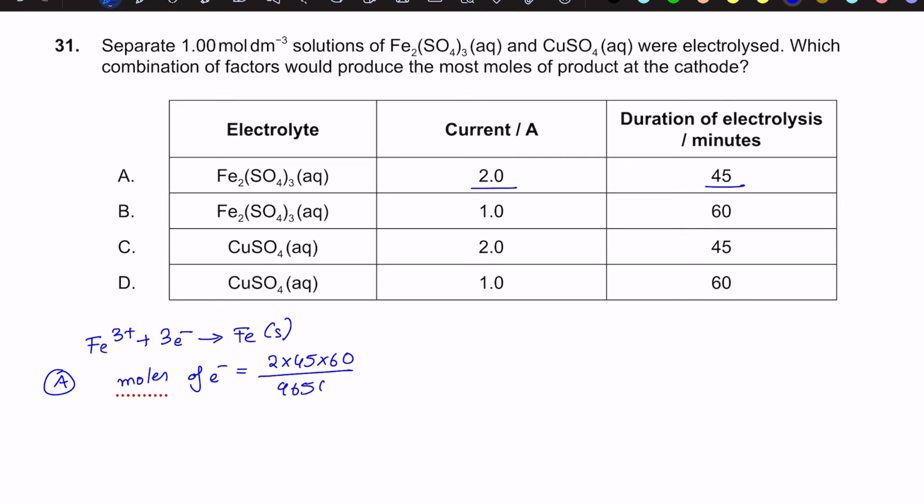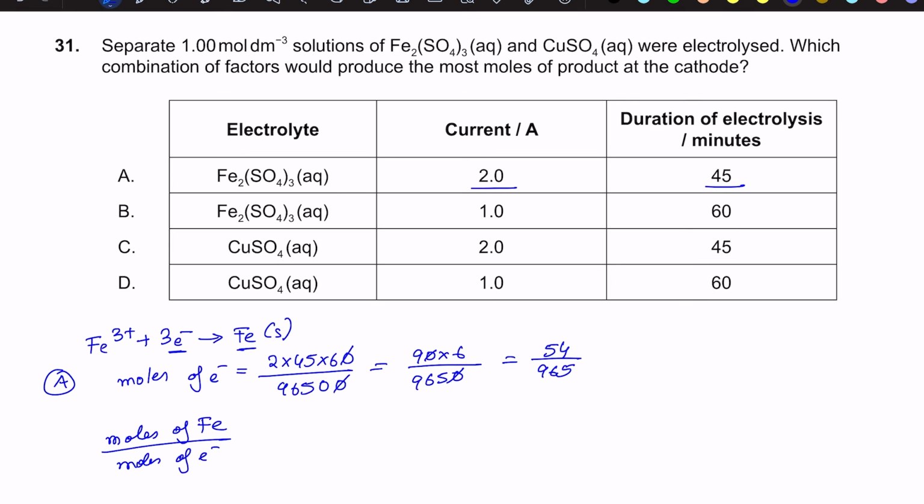Divided by 96500. If I roughly simplify this, it should give me 90 times 6 divided by 9650, which is 54 by 965, right? Now if I want to find the moles of Fe, I can take the stoichiometric ratio between Fe and electrons. Moles of Fe by moles of electrons is 1 by 3. So moles of Fe will be 1 by 3 times moles of electrons, which is 54 by 965. 54 by 3 is 18, so 18 by 965. So in option A, 18 by 965 moles of Fe will be formed, right?